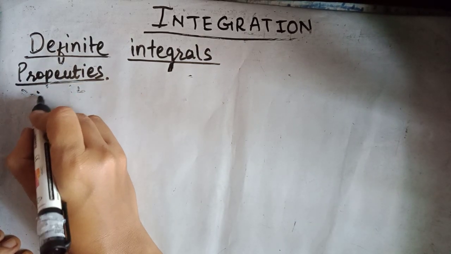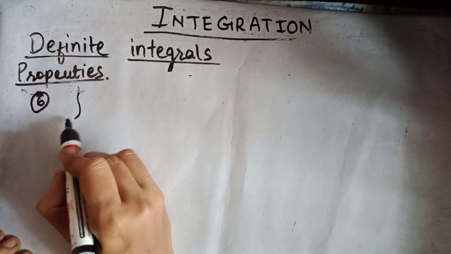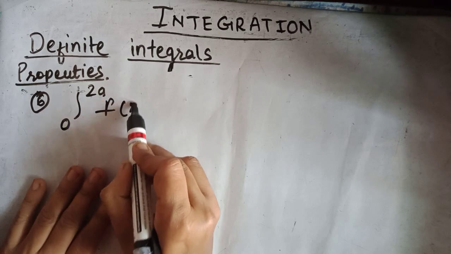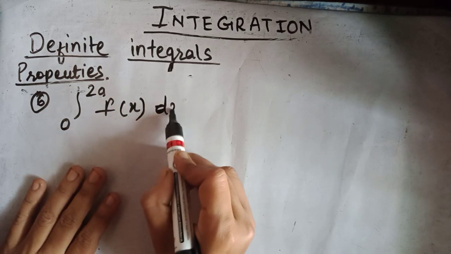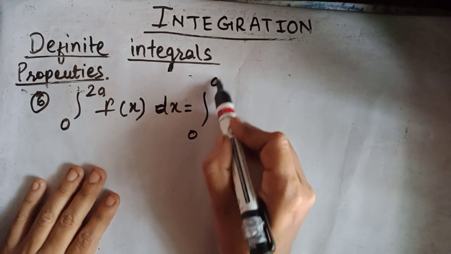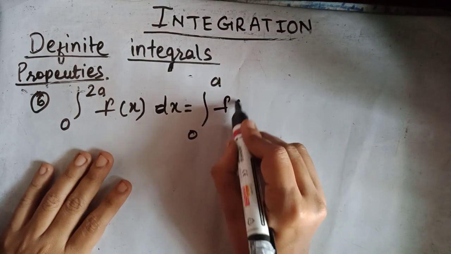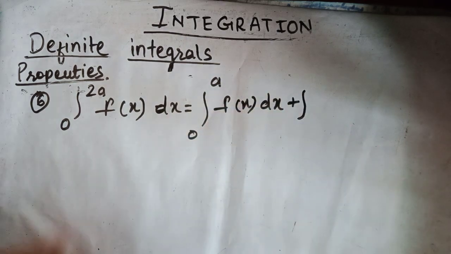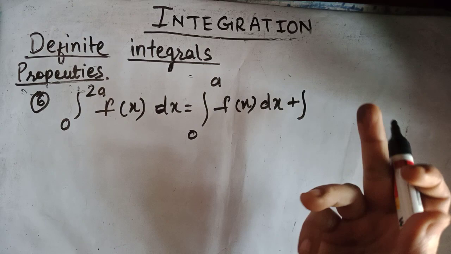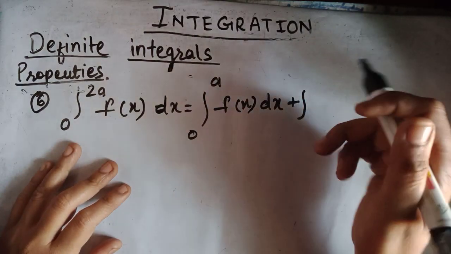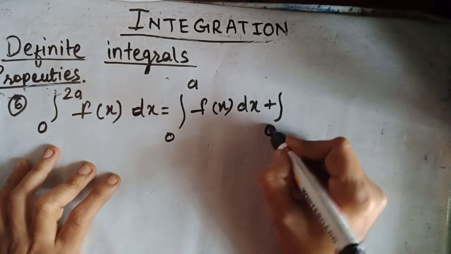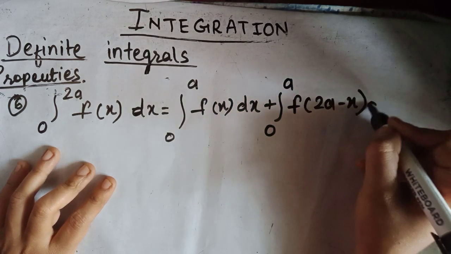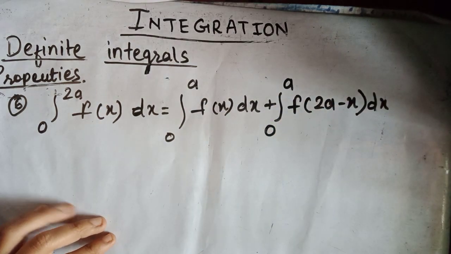One more property, the sixth one, from 0 to 2a. You can split this integral: from 0 to a you can take f of x dx, and again from a to 2a. This you can write as 0 to a f of 2a minus x, using the previous property.